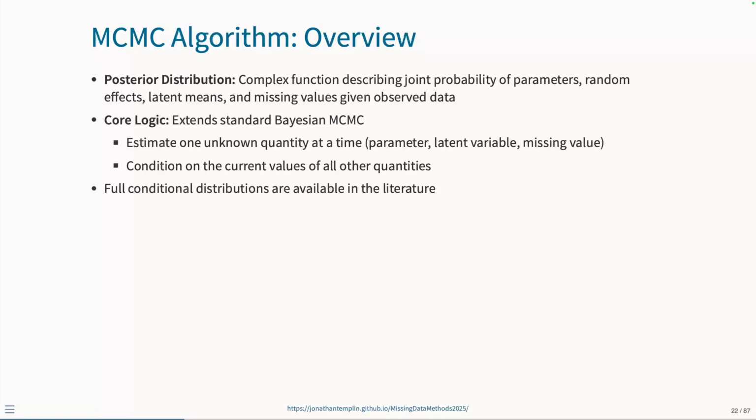So we can talk a little bit about an MCMC algorithm and how to do this. The posterior distribution is a complex function describing the joint probability of parameters, random effects, latent means, and missing values in the observed data. The core logic in MCMC for multi-level models extends from regular Bayesian MCMC: you estimate one unknown quantity at a time, conditioning on the current values of all the other quantities. This is what we talked about with the Markov chain. Technically speaking, one unknown quantity could be one set of unknown quantities. In the algorithm building business, sometimes we call that blocking. We have a block of parameters we're sampling at once, particularly if we have a joint distribution for them. It's an efficiency thing, right?